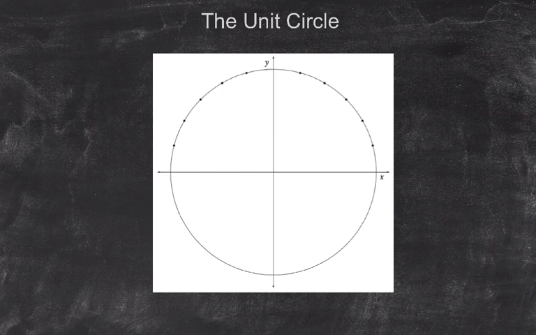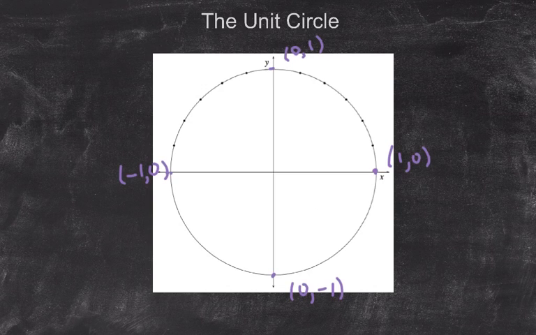So when we are looking at coordinate points on the unit circle, we know that this coordinate point here is 1, 0. Up here we've got 0, 1, negative 1, 0, and 0, negative 1. So those points are easy to fill out because we know the radius of the circle is 1. But the other points are a little bit harder.